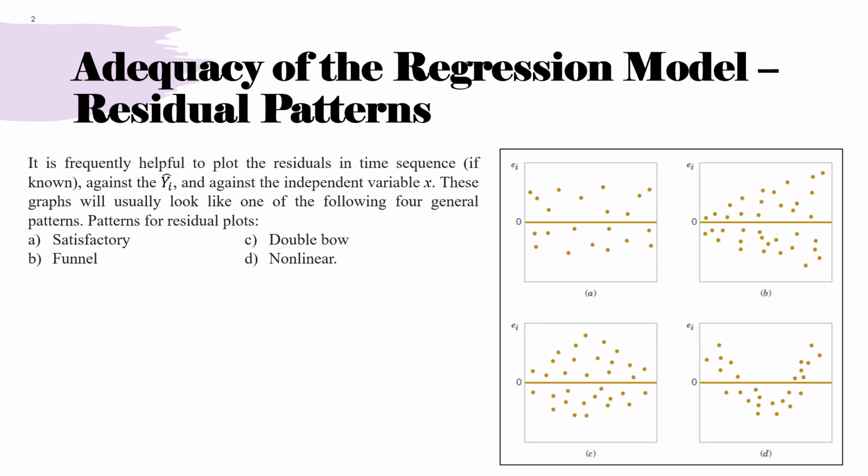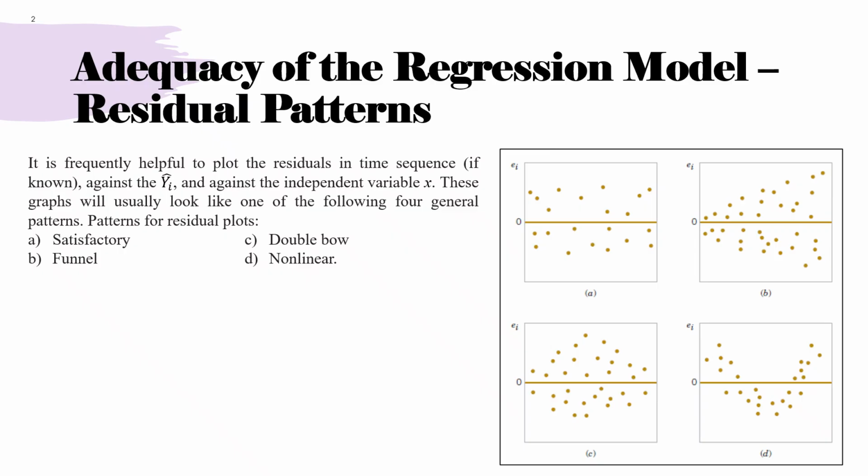Panel B, increasing or decreasing spread, non-constant variance. The spread of residuals increases as we move across the horizontal axis, forming a funnel-like shape. This means the variance of errors is not constant. The assumption of homoscedasticity is violated, and possible remedies include transforming the response variable or using weighted least squares.